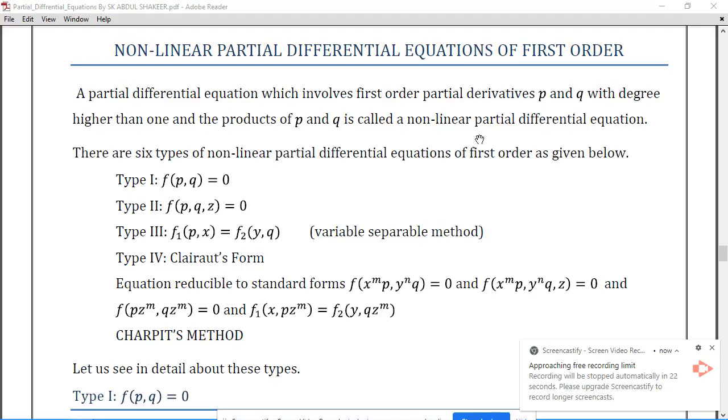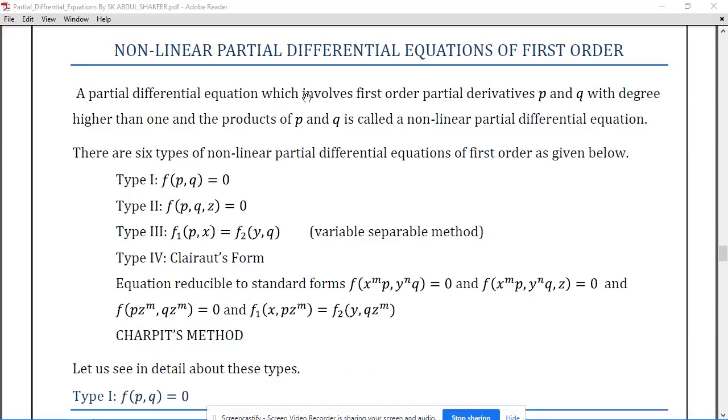Once again, the definition: a partial differential equation which involves the partial derivatives p and q with degree higher than 1, and the products of p and q, is called a non-linear partial differential equation.